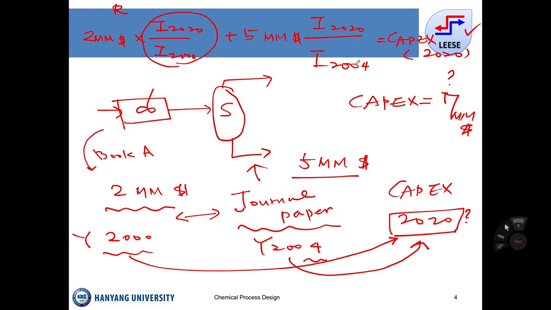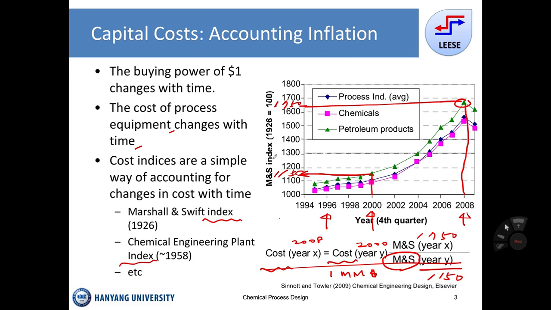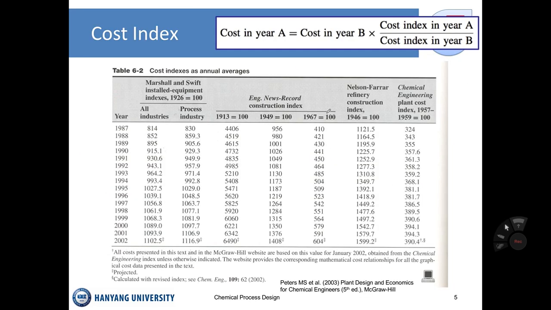How do you get these numbers? If you want to use the Marshall and Swift index, you can use this reference or this graph. If you want to look at another index, for example the chemical engineering plant cost index, you can use these numbers. I would say most people in the process industry use the chemical engineering plant cost index. It doesn't mean other indices like the Marshall and Swift index or the Nelson-Farrar refinery construction index are not used. They are used in industry, but the most common one is the chemical engineering plant cost index.